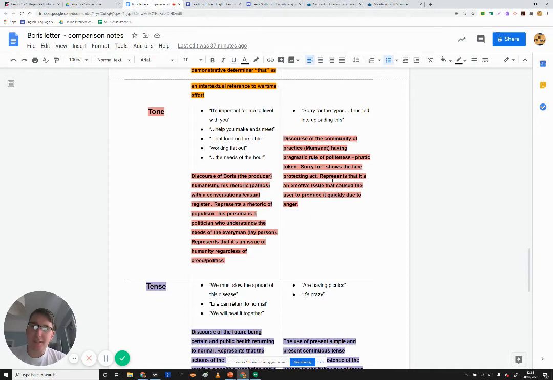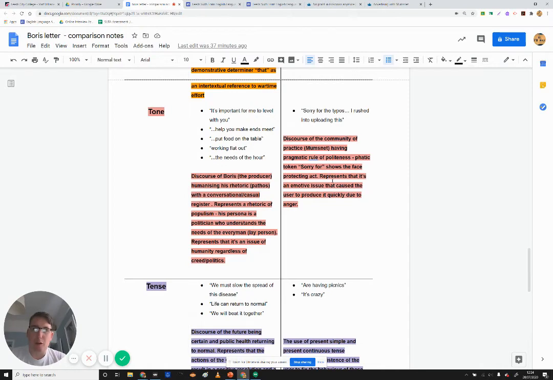Whereas in the second text, the conversational tone is still visible, but it's in the second post, and that actually shows that they are apologizing. They're using a phatic token. So phatic language is important in terms of pragmatics, i.e. the social rules of language, so what we can and can't say.